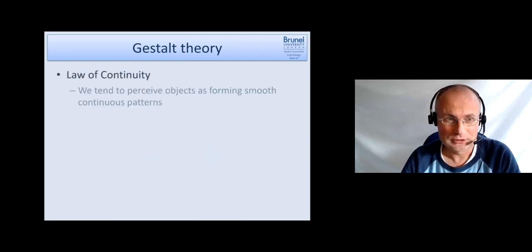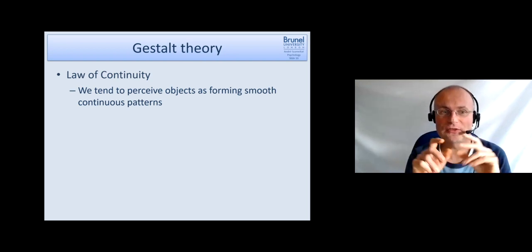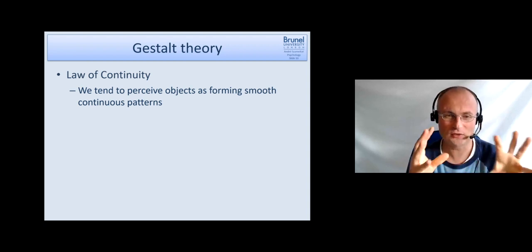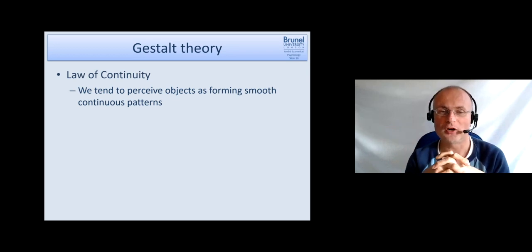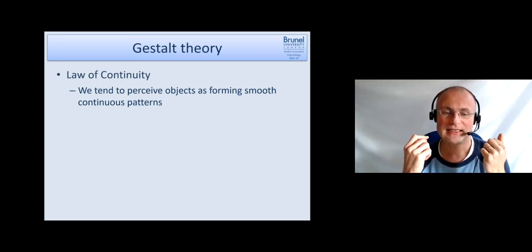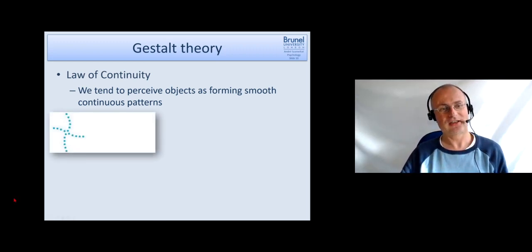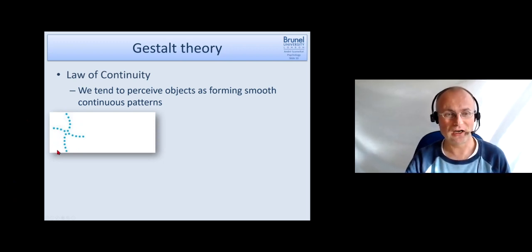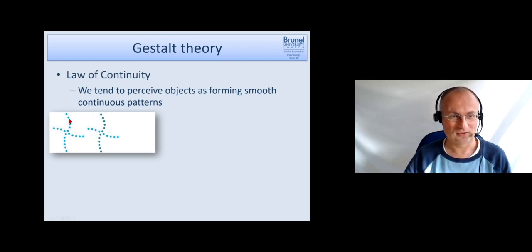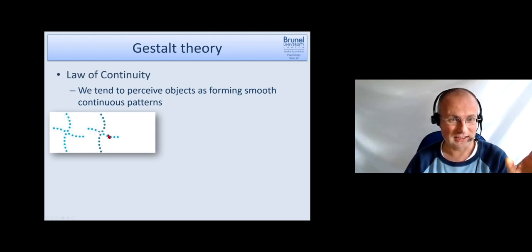Okay, the law of continuity says that we tend to perceive objects as forming smooth, continuous patterns. And this is one where we can particularly nicely illustrate this principle of pregnance, that we prefer easy interpretations instead of complicated ones. So take this percept here. Most people will perceive two lines here: one line running from top to bottom, the other one from left to right. However, as illustrated by the color code here.